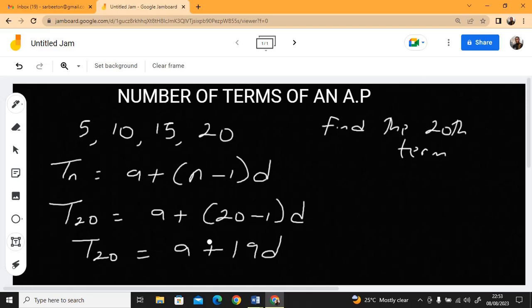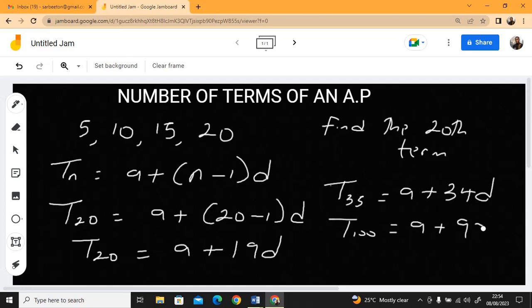So if I'm looking for the 20th term, just say a plus 19d. If I'm looking for the 35th term, I don't have to undergo this stress again. I'll just say T35 equals a plus 34d. Just minus 1 from here, then you put d at the back. If I'm looking for the 100th term, that would be a plus 99d. So you don't need to go through this stress.